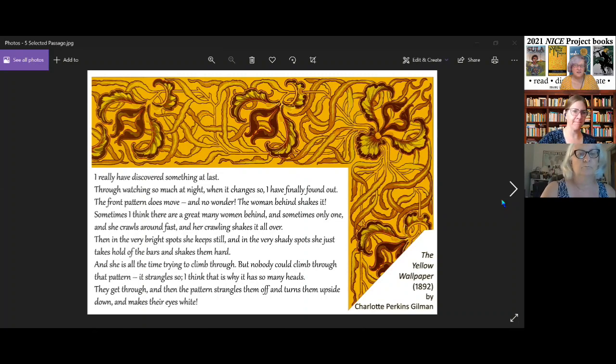The reason I love this passage so much is because it's the moment that she starts to, she's become so obsessed with the pattern and the wallpaper, and the difference between the day and the night version of it, that this is when she begins to see the woman trying to get out. And I find that to be quite fascinating.